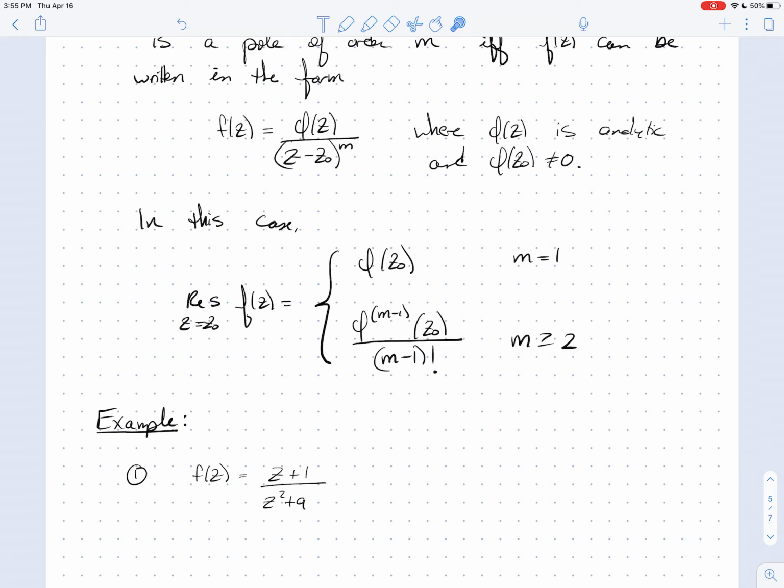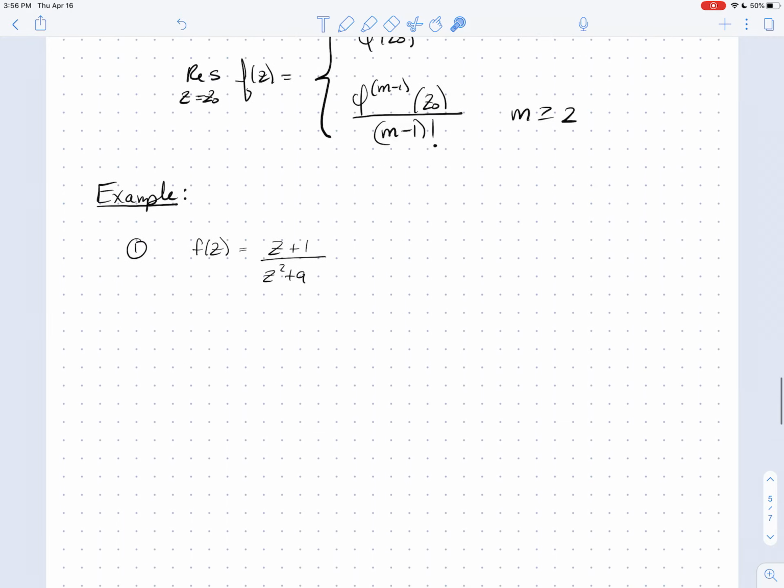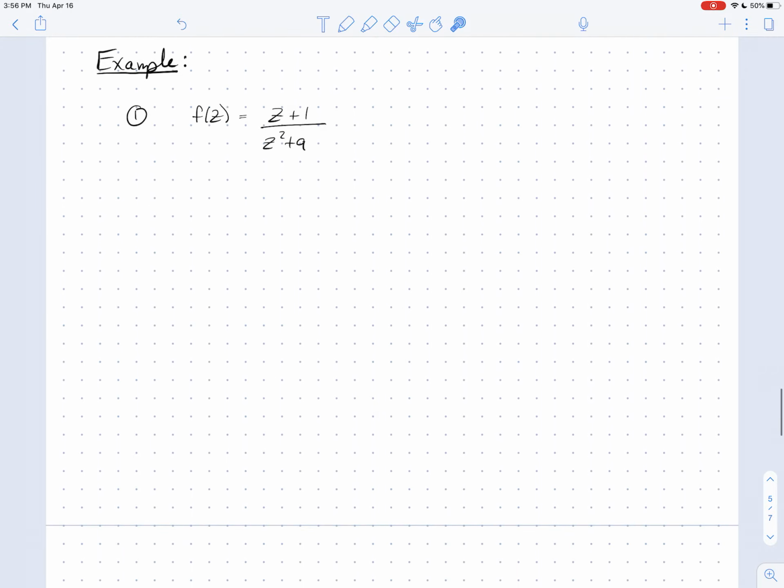By the way, it should be somewhat clear to you, I could combine these and just have one case. This actually covers it even for m equals 1. You just have to interpret phi. The zeroth derivative of phi is just phi, and then 0 factorial is just 1, and it actually works. So I don't have to separate these cases. I did just to try to make it clear. So a couple of examples, and then I'll let you guys go, and we'll be done with this lecture.